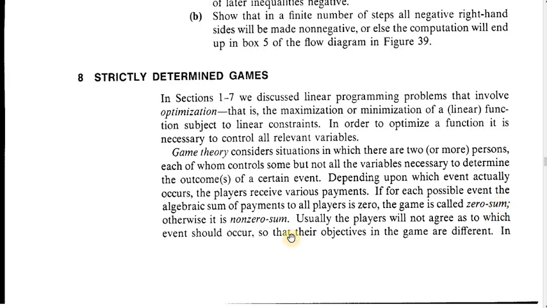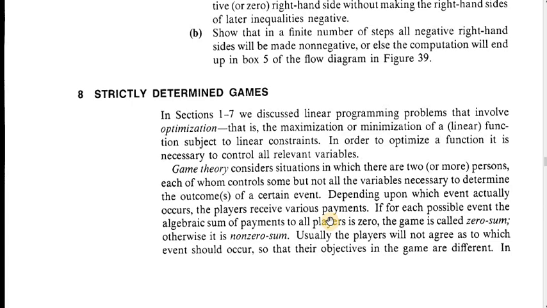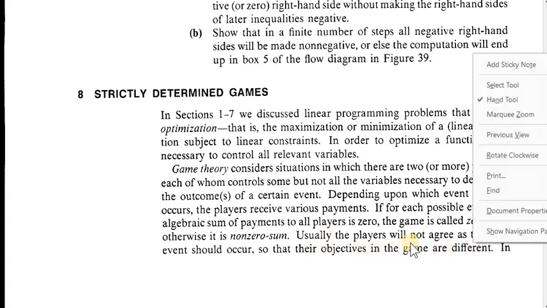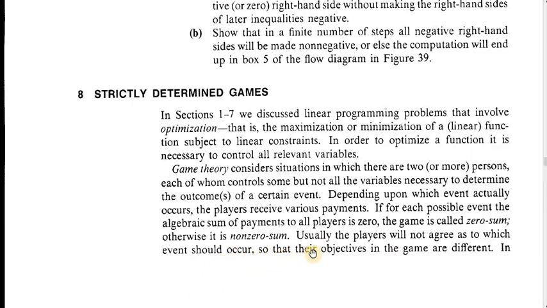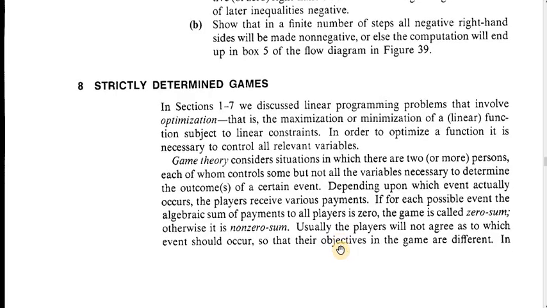A game that's not this way is non-zero-sum. So non-zero-sum, there may be some additional opportunities for cooperation and you get a win-win. But in a zero-sum game, any additional gain achieved by one player is going to be a loss to the other player. So you see this sentence here, usually the players will not agree as to which event should occur. Now, if my gain is your loss, certainly we're not going to agree on what event should occur.